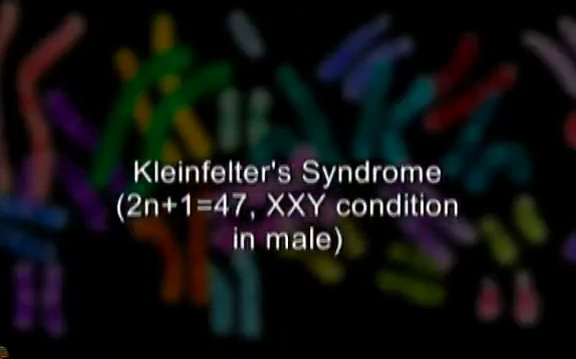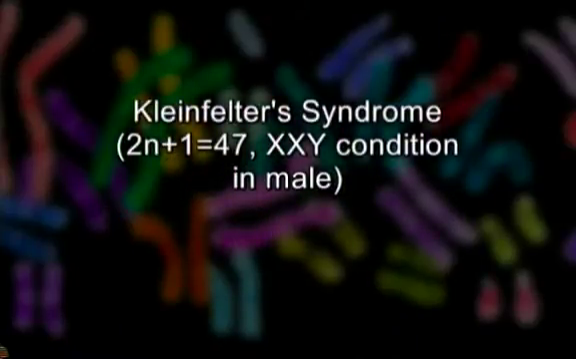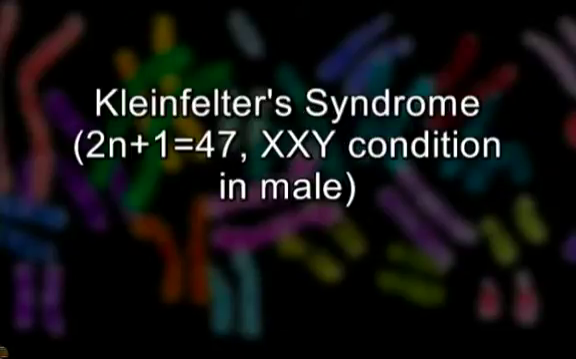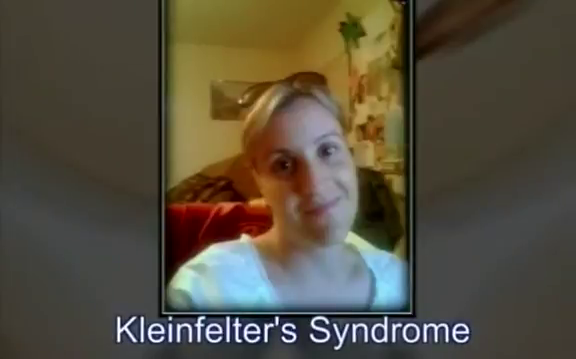Then there is a condition called Klinefelter syndrome, found in males only. Males generally have XY sex chromosomes, but sometimes due to non-disjunction of the X chromosome, males receive two X chromosomes, so the condition becomes XXY, and such males suffer from a syndrome known as Klinefelter syndrome. They have a lot of sexual abnormalities, or they produce defective sperms, and there is breast swelling in such individuals.